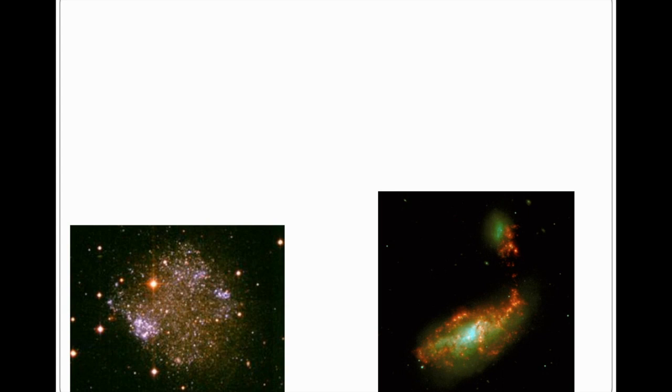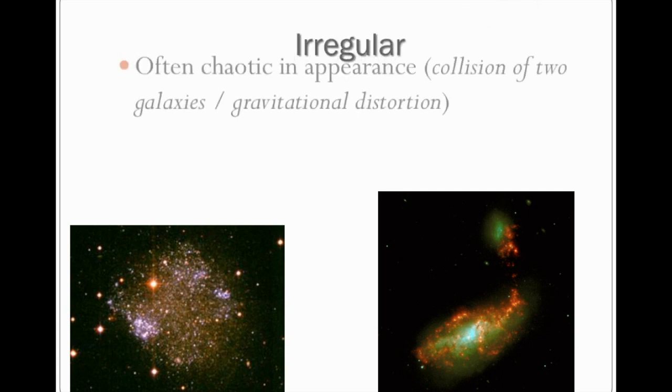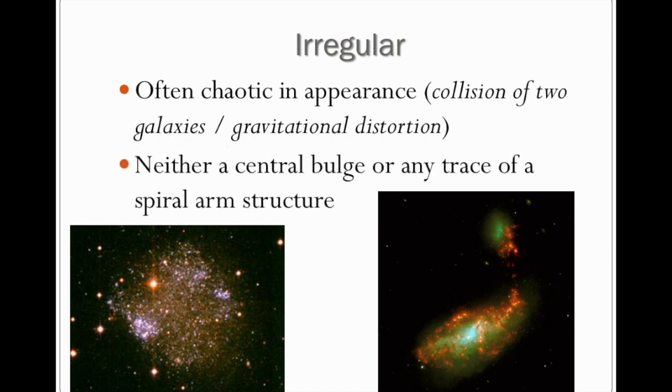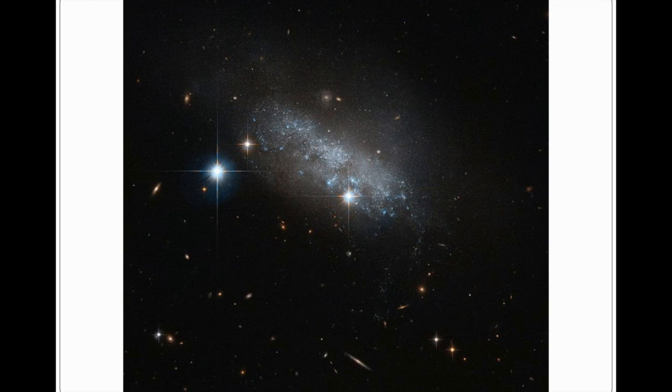And then lastly, let's talk about irregular galaxies, which are appropriately named because their shape is often chaotic in appearance. And a galaxy that is neither spiral nor elliptical would be classified as irregular. Oftentimes, irregular galaxies are the product of two galaxies that have come close to one another, quote unquote, colliding, but really it's just gravitational distortion changing the shape of both galaxies. As pictured here, no clear spiral or elliptical shape to that collection of stars.